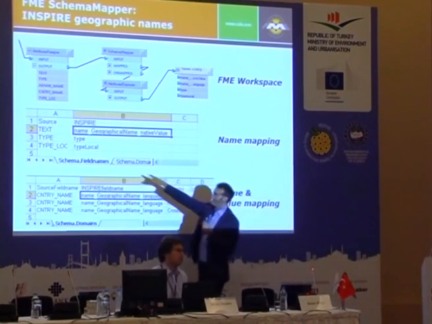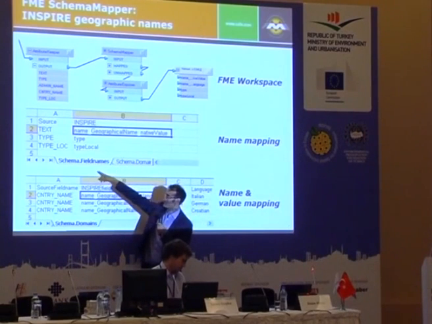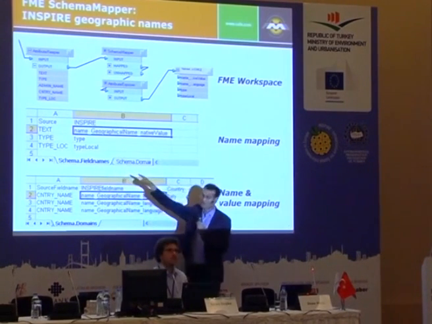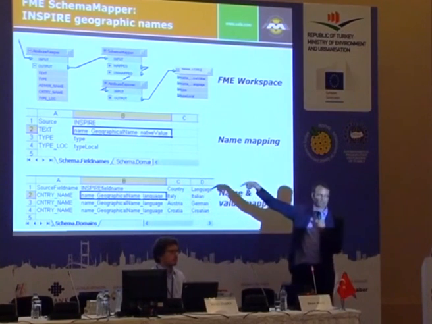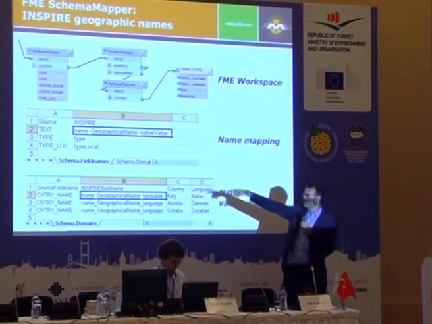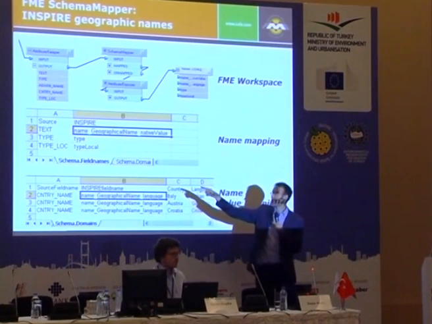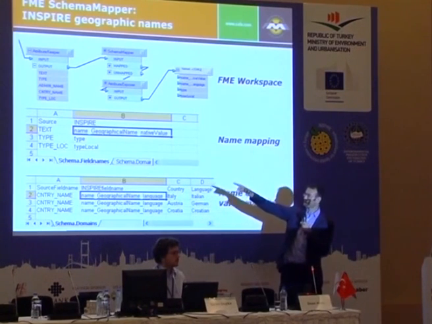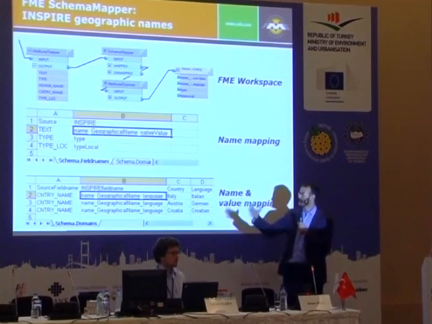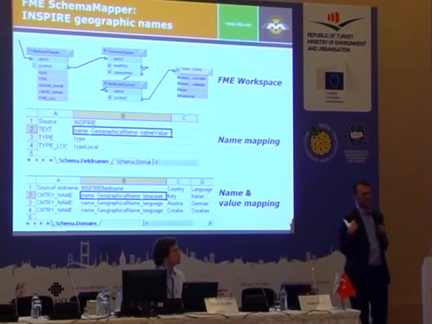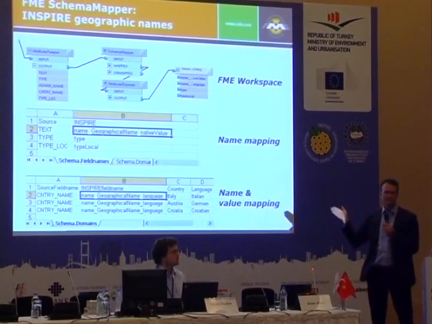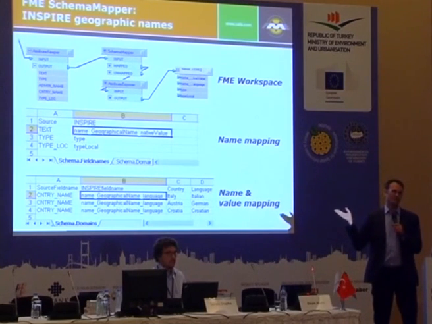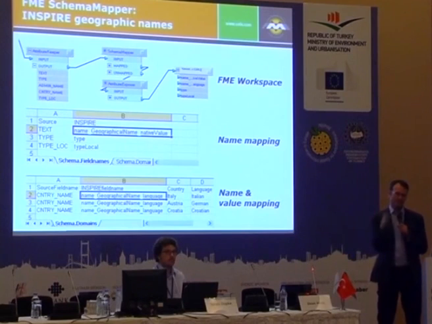So in this spreadsheet tab, where it says schema.fieldnames, we're mapping geographic names. So there's a source shape file with text, type, and type location. And we map text to name, geographic name, native value. And we map type to lowercase type and type loc to type local. And the nice thing about this approach is that you can actually give the spreadsheet to the domain experts. They can fill in the schema mapping, and they don't have to learn a new tool.